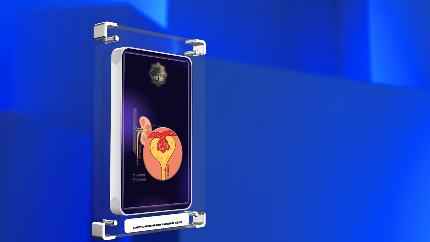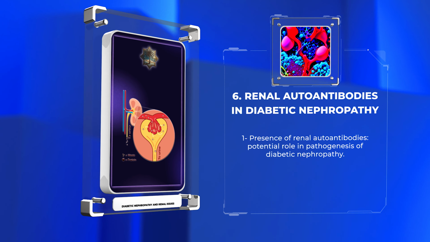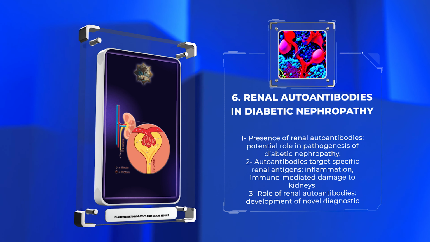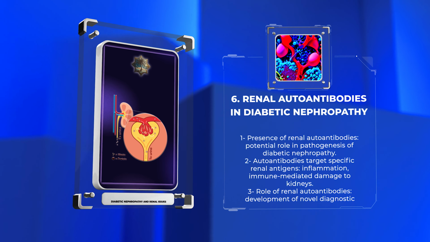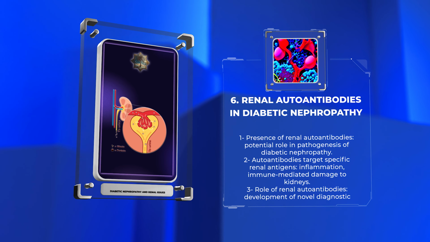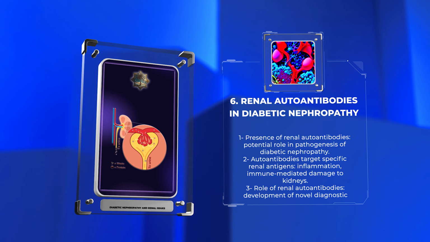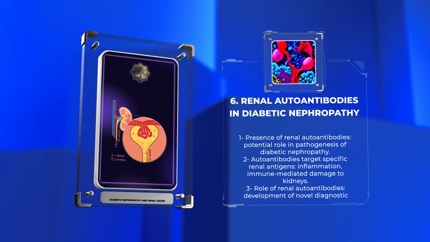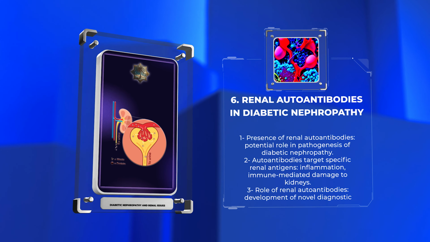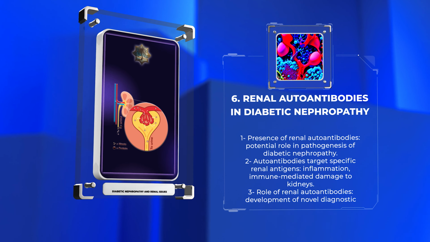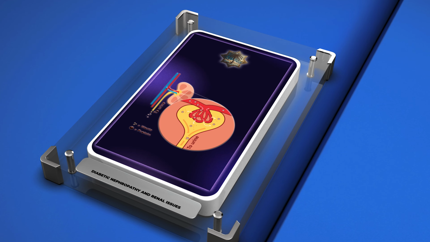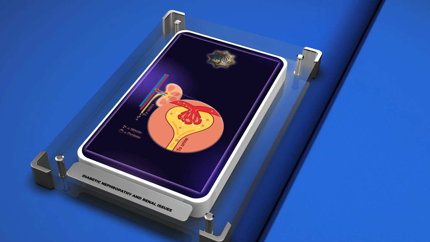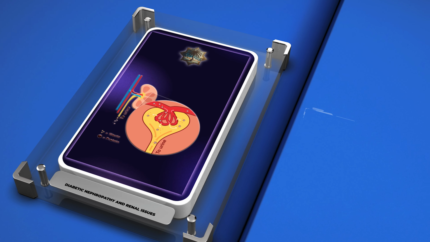Emerging evidence suggests that the presence of renal autoantibodies may play a role in the pathogenesis of diabetic nephropathy. These autoantibodies target specific renal antigens, leading to inflammation and immune-mediated damage to the kidneys. Understanding the role of renal autoantibodies in diabetic nephropathy may open avenues for the development of novel diagnostic markers and therapeutic interventions.